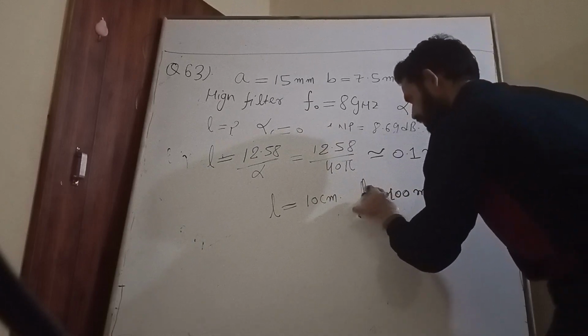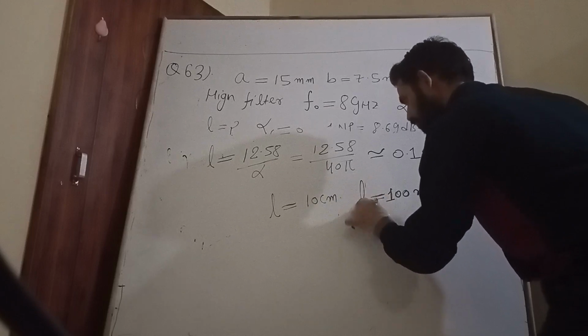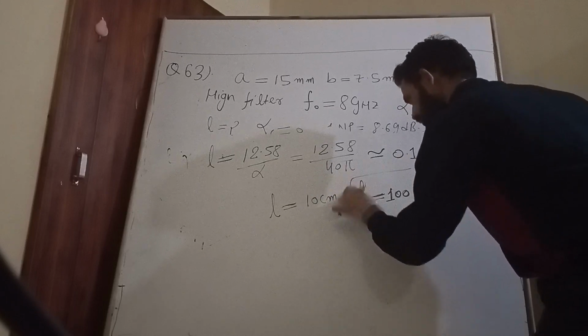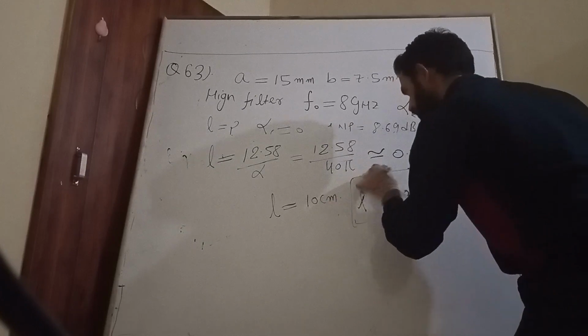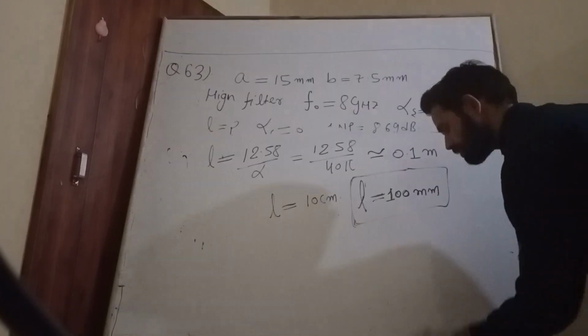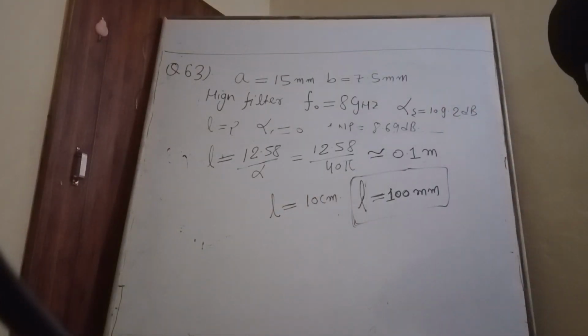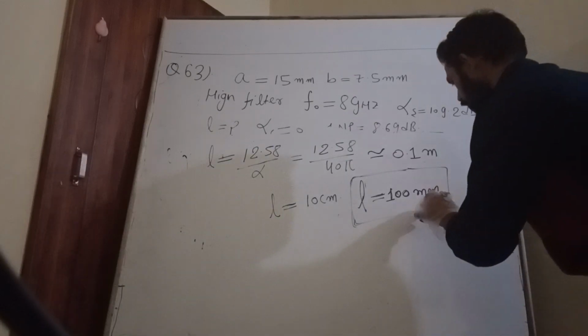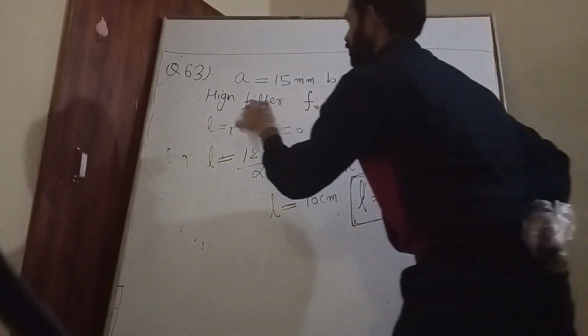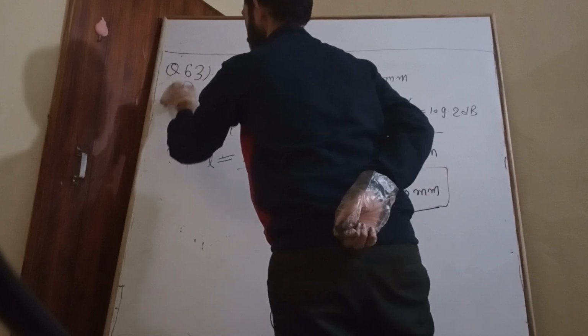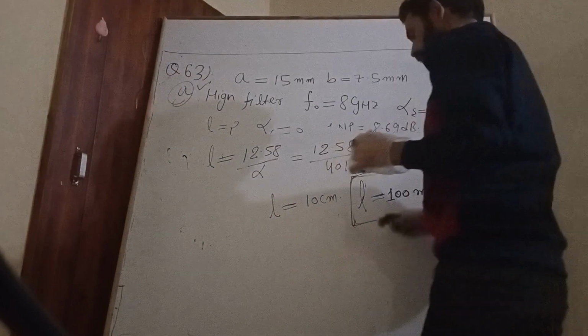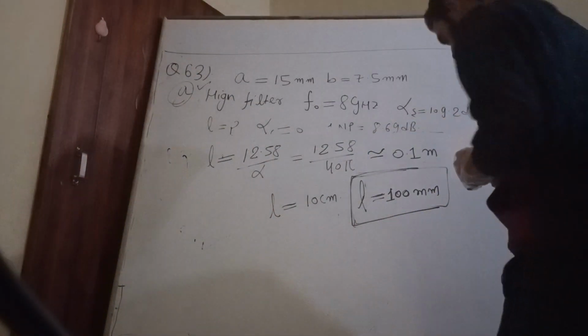As the options are given in terms of millimeter, this is our final answer. This is the length of the filter. The length of the filter is 100 millimeter. So option A is correct for this question. Now, what is the key point here?